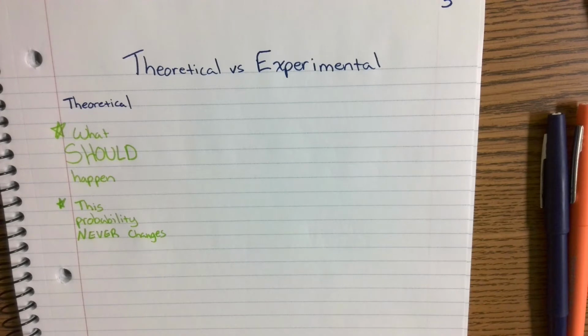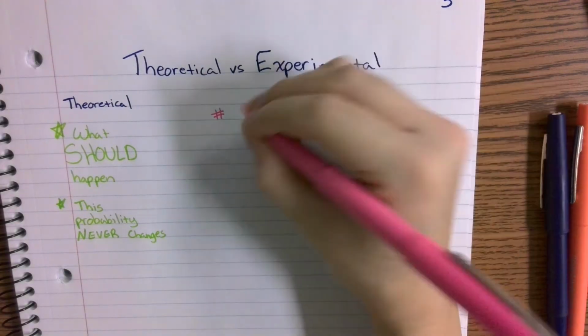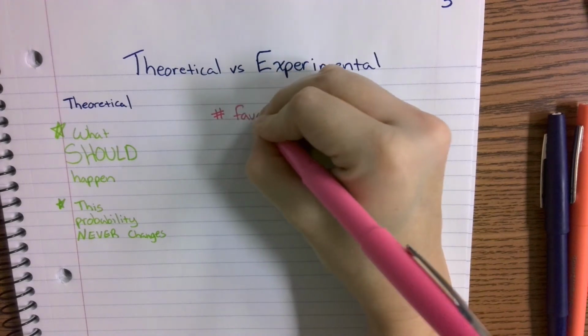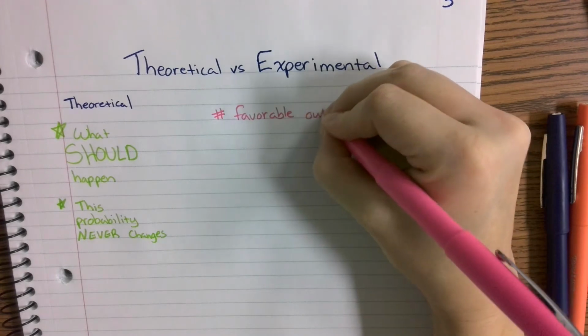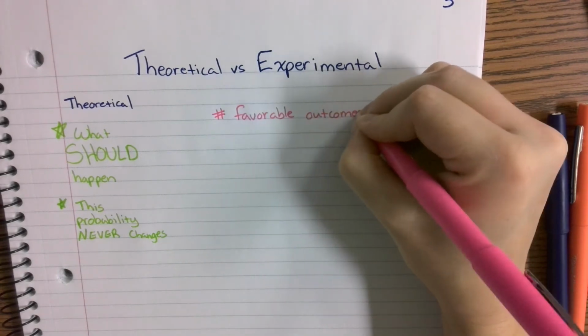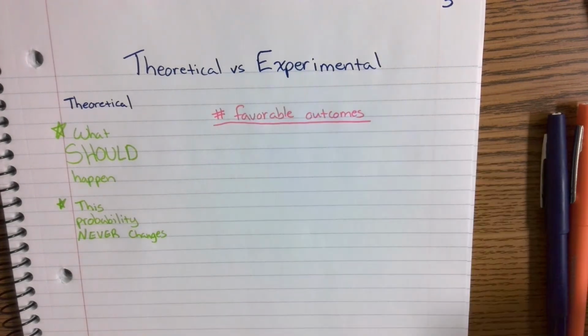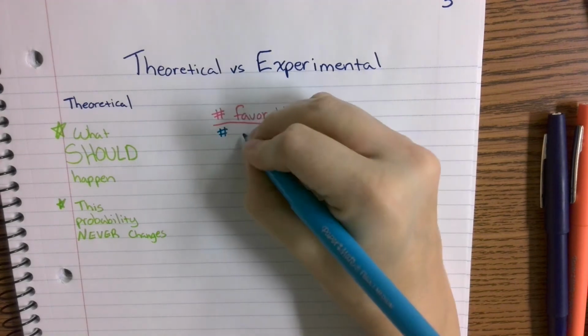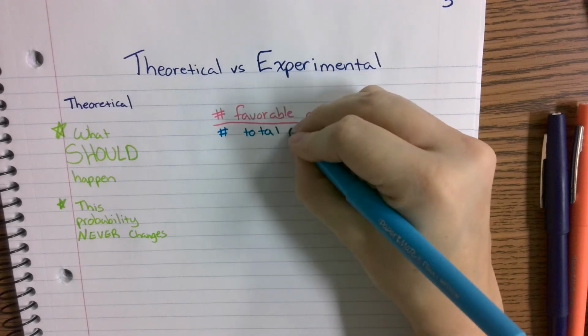And again, I told you guys before, it's the event over the total number of outcomes. Another way of looking at it, or stating it, it's the number of favorable outcomes. So what we're favoring, what we're wanting to happen, that's the event. Out of that total number of outcomes, the number total of possible outcomes.